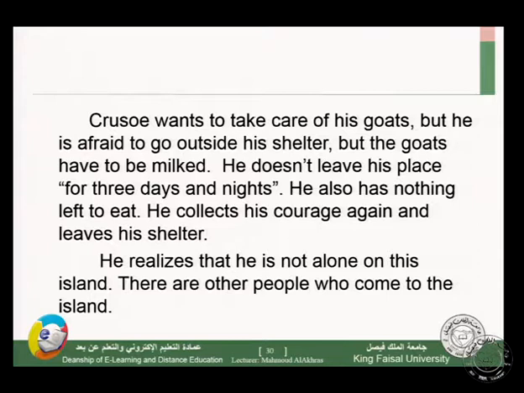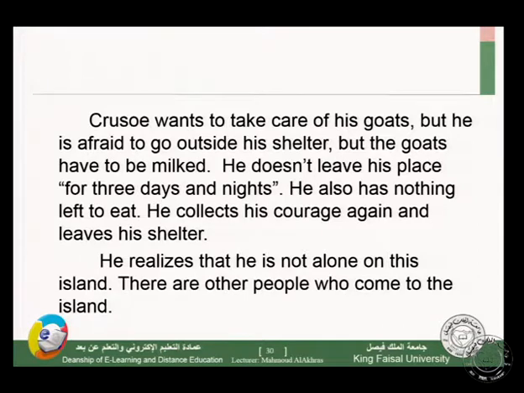Crusoe wants to take care of his goats, but he is afraid to go outside his shelter. But the goats have to be milked. He doesn't leave his place for three days and nights. He doesn't leave his shelter because he is afraid of the footprint and other creatures around him. He also has nothing left to eat.